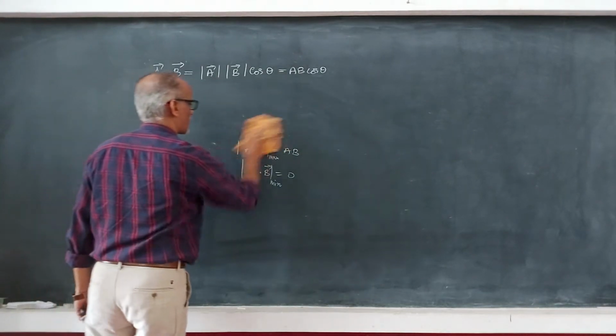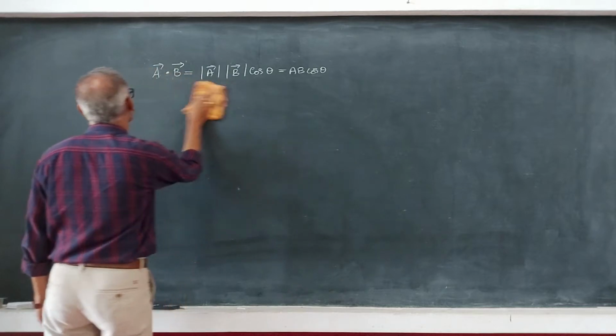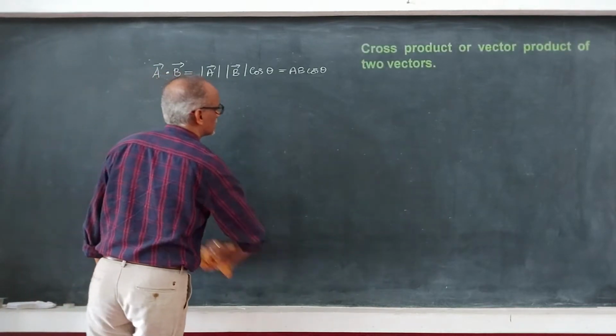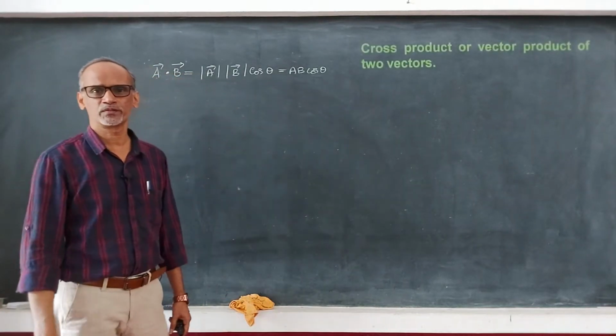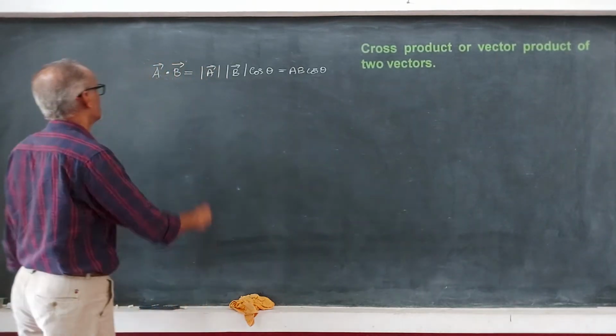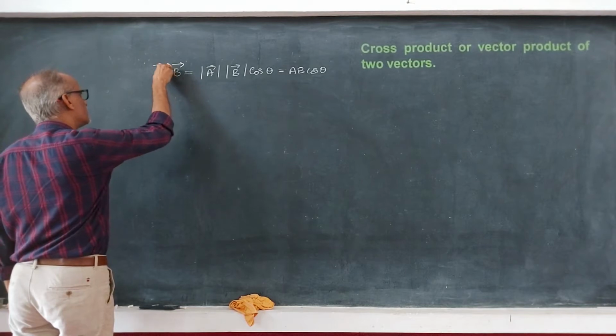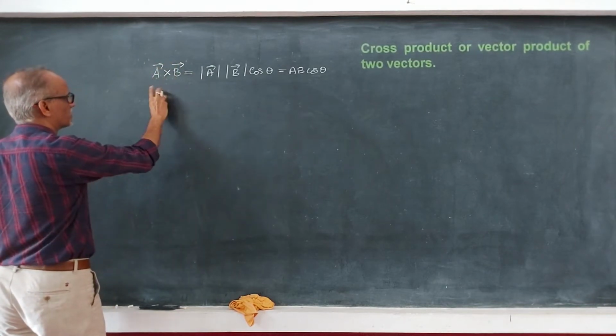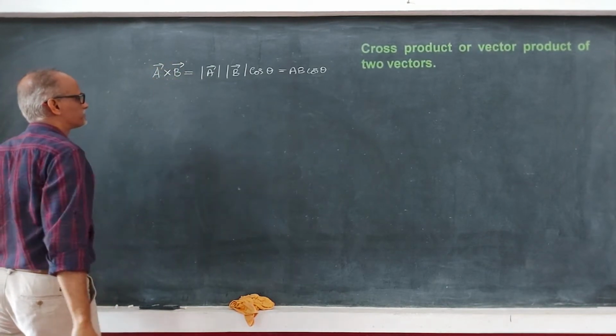So, what is the other type of product? It is called the cross product of two vectors, or it is also called the vector product of two vectors. In that case, we use the multiplication symbol. That is how we read it, A cross B.